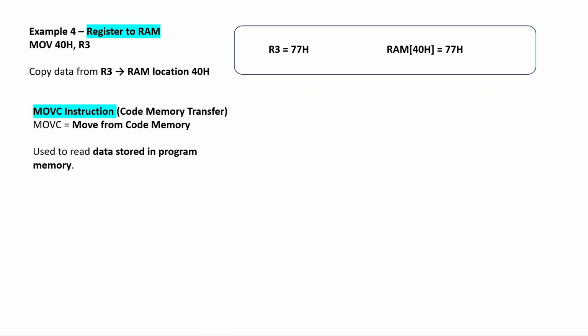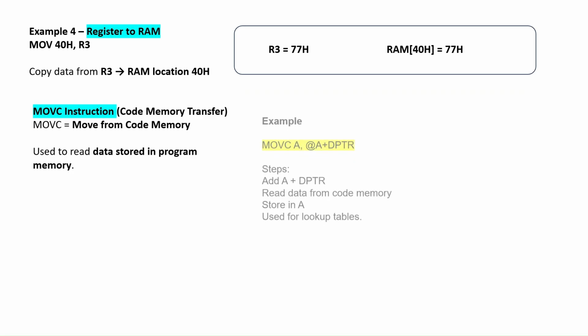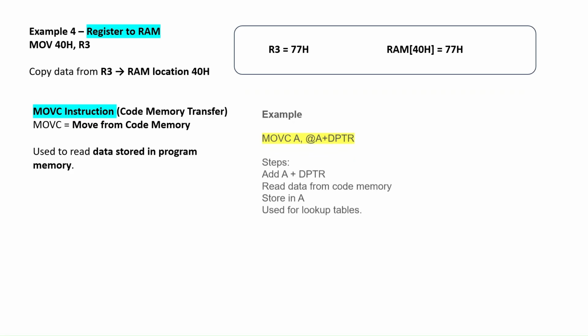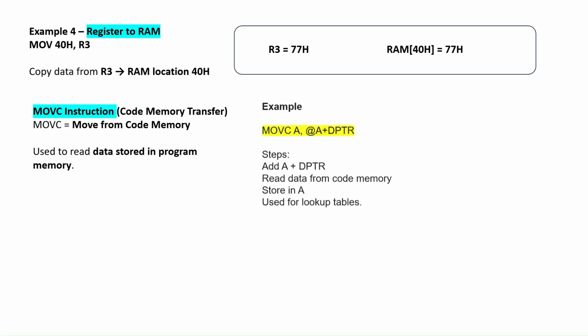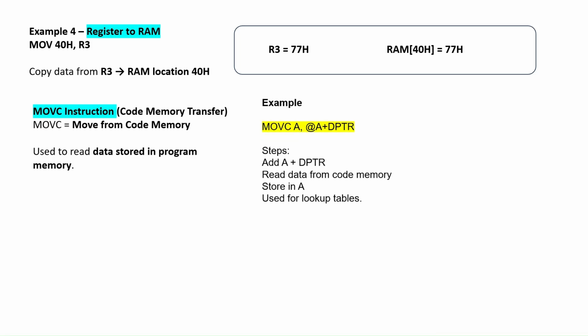MOVC instruction. Another important instruction is MOVC, which means move code memory. Example: MOVC A, @A+DPTR. This instruction reads data from program memory and loads it into the accumulator. It is commonly used for lookup tables.